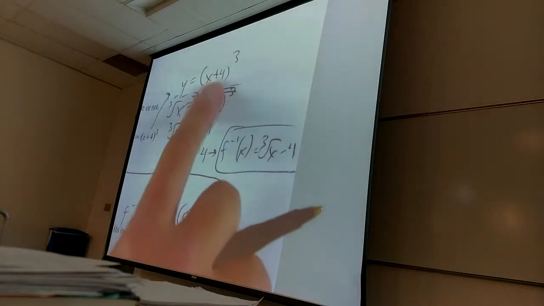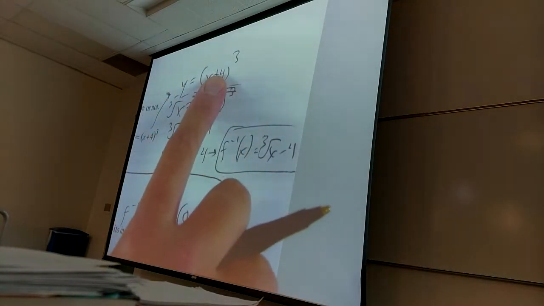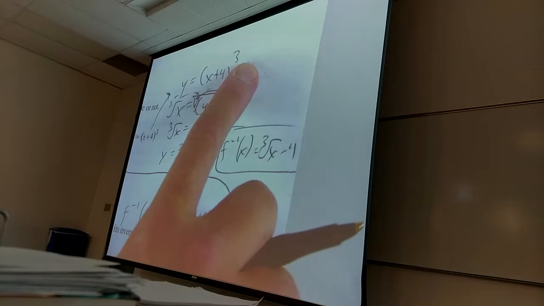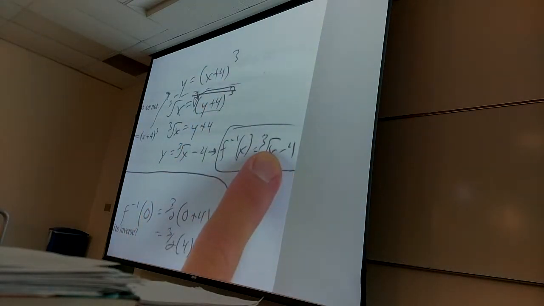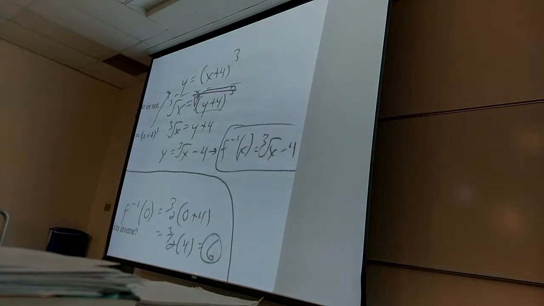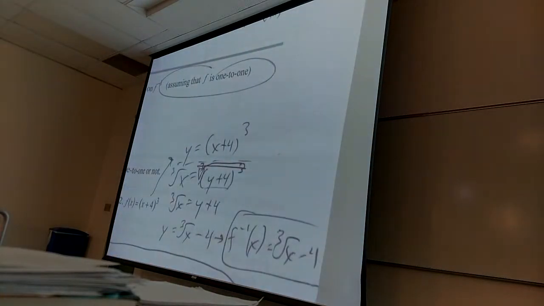What did this one do? It added 4 first and then cubed last. This one cube roots first and subtracts 4. It does all the opposite stuff in the opposite order, so it is the opposite function. It's the inverse function. So, to find the inverse function, if there is an inverse function, this is how you do it. Always.